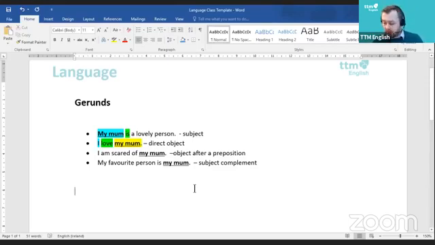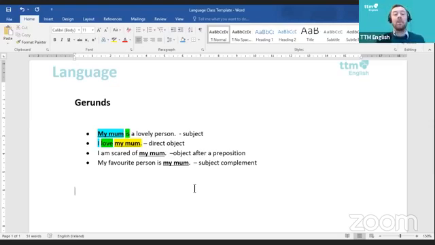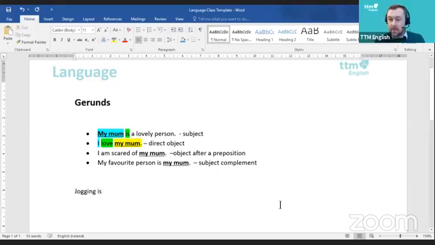Now, what about jogging? Do you like jogging, Sonia? No. Why not? It's difficult, tiring. Yeah, you're absolutely right. But jogging is a noun in exactly the same way. So what would you say if I put jogging is at the beginning of the sentence? It's a subject, a noun. So what would you tell me about it? You could say jogging is difficult, tiring.